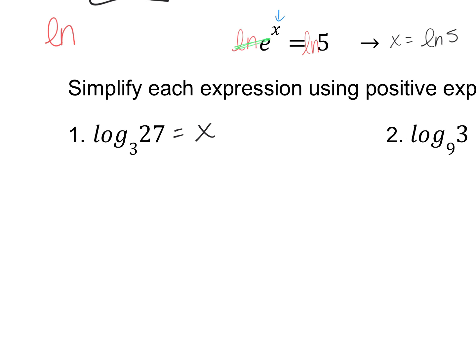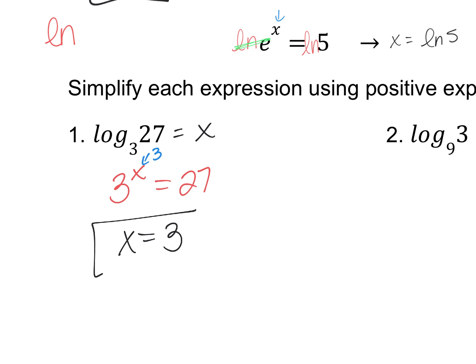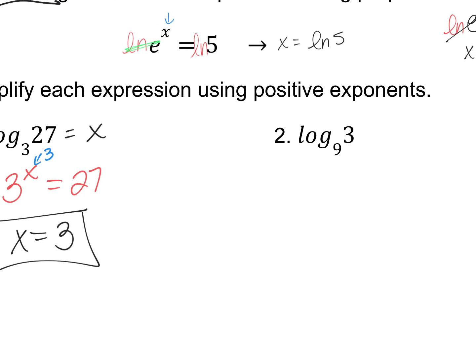So first thing I would do is rewrite this in exponential form. So 3 to the x, because the base to whatever it equals the middle number. So 3 to the what power equals 27? Well, that would be to the third power, right? Because 3 to the third is 27. So in this case, x equals 3. So the answer to this problem is 3.